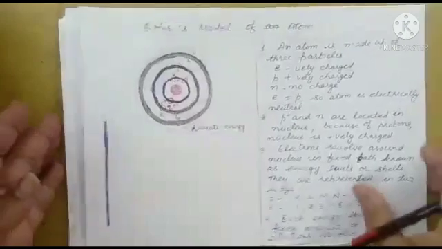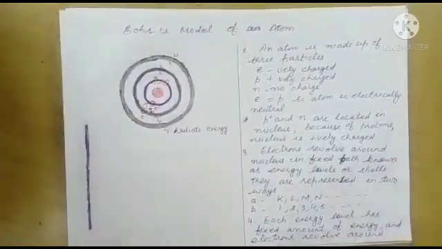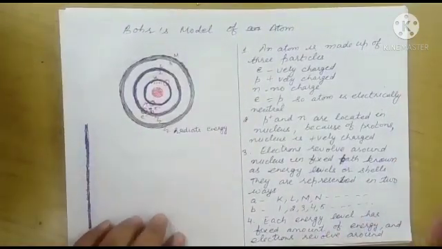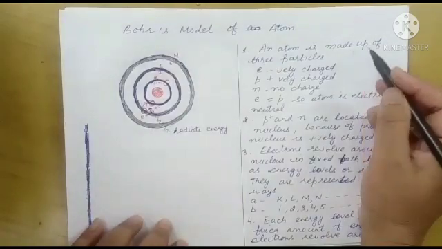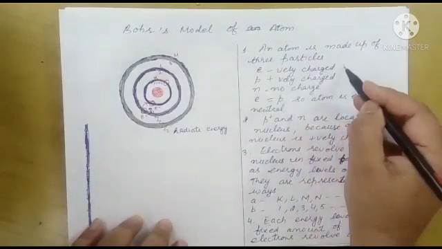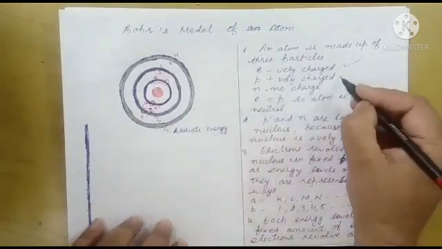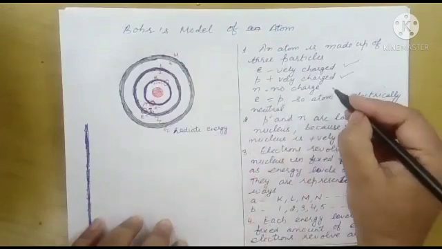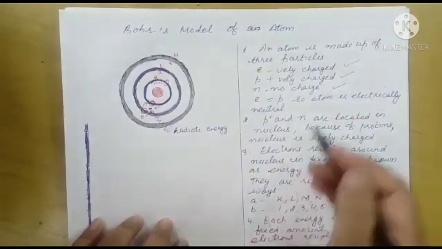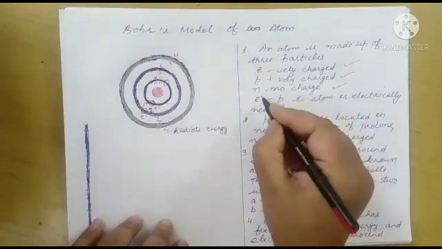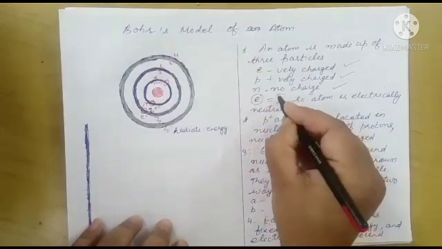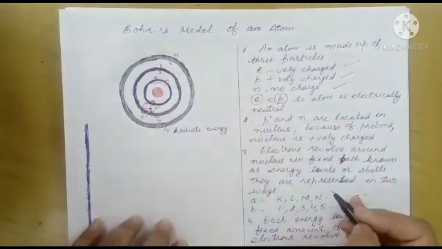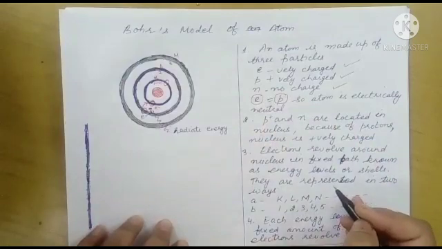Bohr's model of atom. According to Bohr, an atom is made up of three particles: electrons, negatively charged, protons, positively charged, and neutrons. In a neutral atom, the number of electrons is always equal to the number of protons. That is why an atom is electrically neutral.